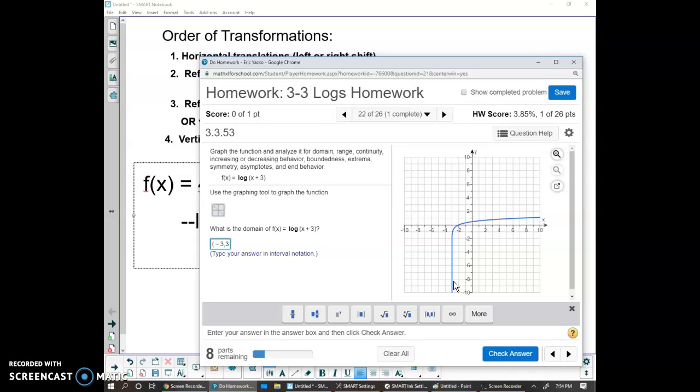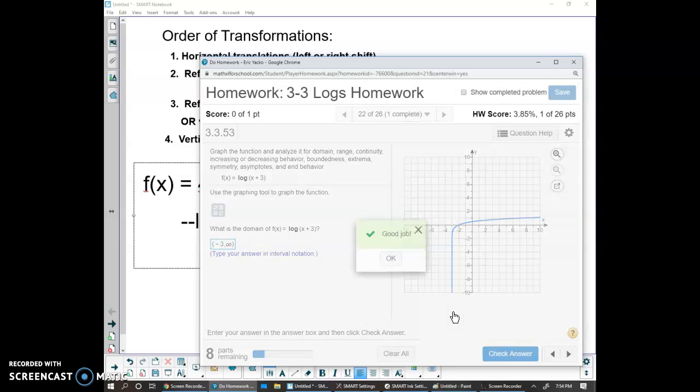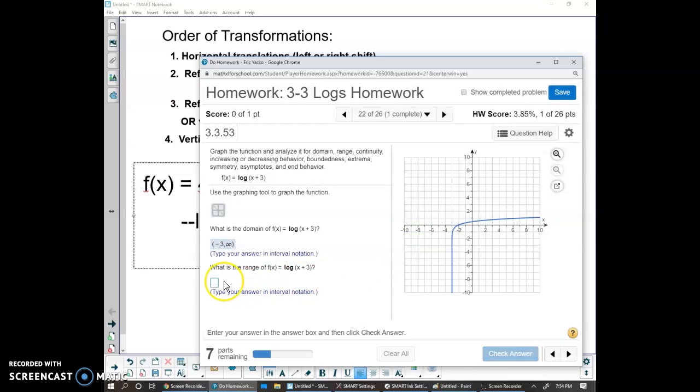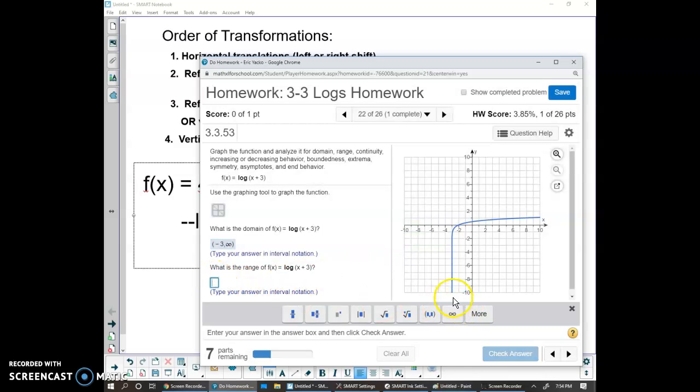You have to use parentheses. So -3, and it keeps on going to infinity. So that's the domain. All right, next question. What is the range? So look at the y values. It starts way down. It starts at -infinity, way down low. Okay, then it keeps on going up, up, up, and it doesn't stop. It's infinite. Okay, it goes onward.